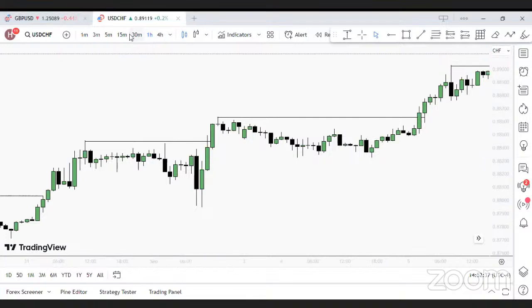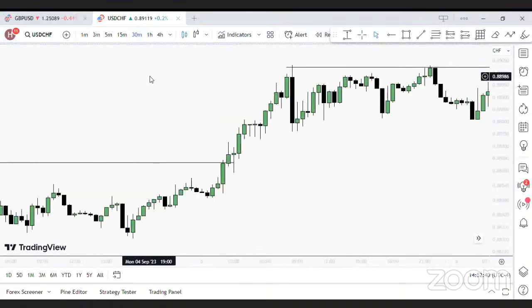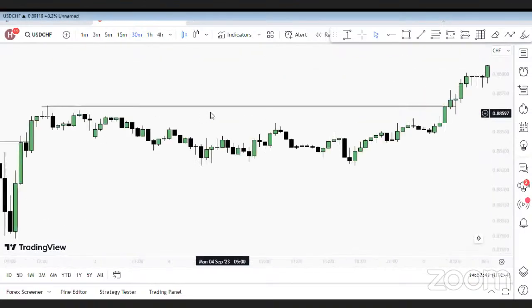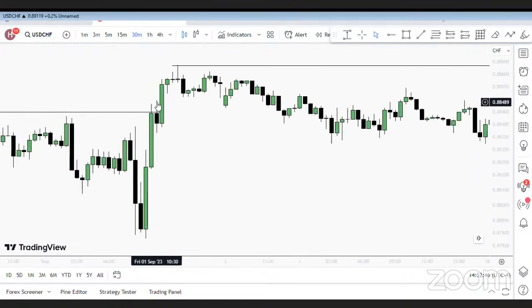So if you go to your 30 minute time frame right now, let's go back there. You see what I'm talking about? These are the candles that form the 1 hour candle. These two candles, this first one and this second one. So when this happened, you won't enter.